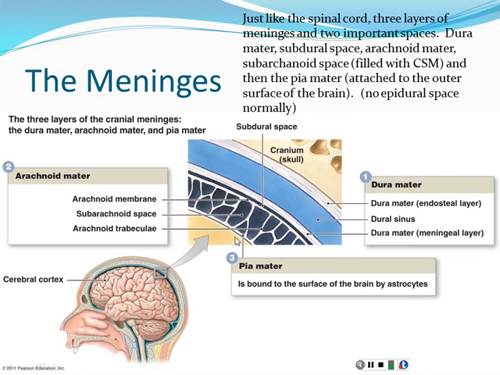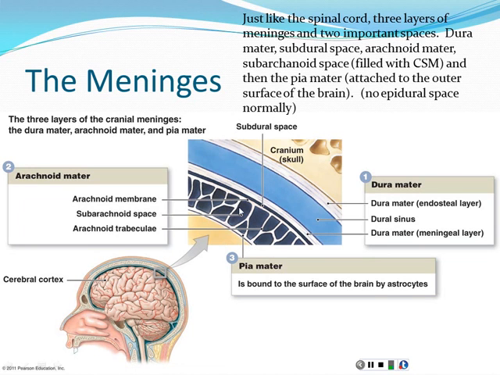And then clinging to the surface of the brain, we have the pia mater, which is bound to the surface of the brain by astrocytes. So astrocytes literally hold the pia in place there. And it's in this space right here, underneath the arachnoid membrane, but above the pia mater, this is where we find cerebrospinal fluid, on the outside of the brain. On the inside of the brain, we find it in ventricles, but on the outside of the brain, we find it in this subarachnoid space.